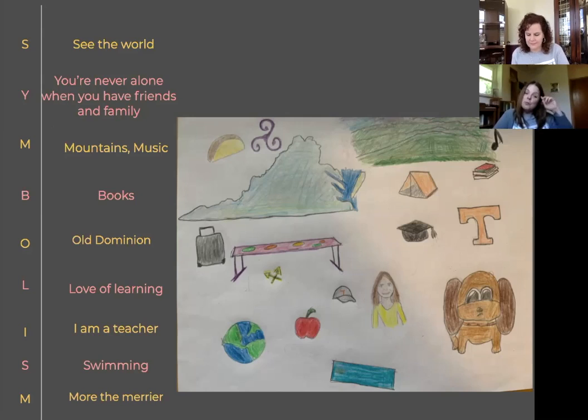The table represents the M, and that is the more the merrier. And I love to entertain, and I love to cook, and I love to be around friends, and I'm somebody who always says everybody should come. So those are my acrostics. I also want to point out to you that I didn't have to put every single thing in my picture into my acrostic. So don't put that pressure onto yourself.